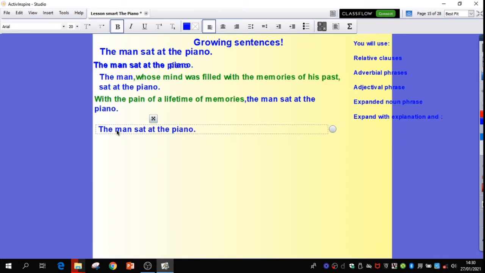Now, because it's a phrase, I'm not just going to stick an adjective in front of it. I'm going to have a couple of adjectives to follow on. So what I'm going to do now is look at the man, the first noun, and expand that by saying something about him.